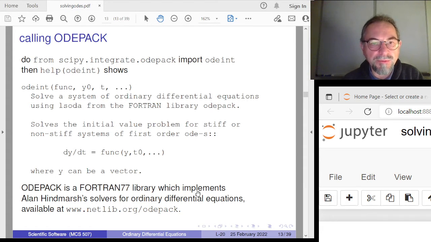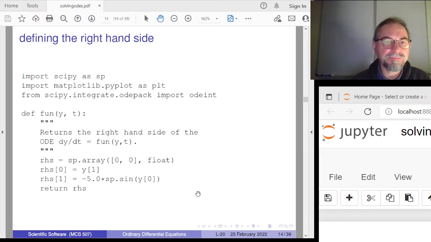So there is some terminology there. So the initial value problem can be stiff, and that imposes a numerical difficulty. The odeint is capable of handling this. And the main difficulty in applying this routine is to figure out how to properly rewrite your higher order equation as a system of first order equations. Let's see how we do this.